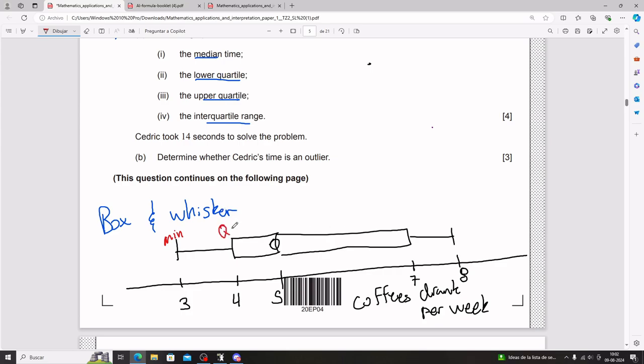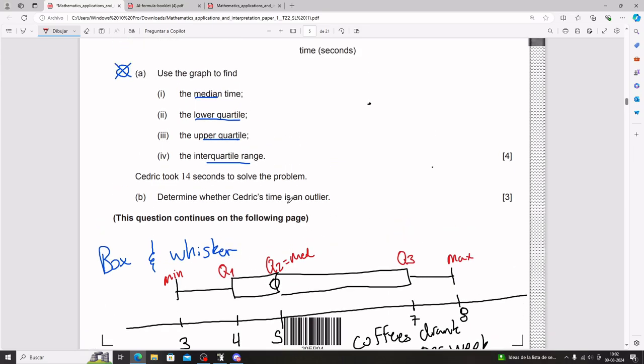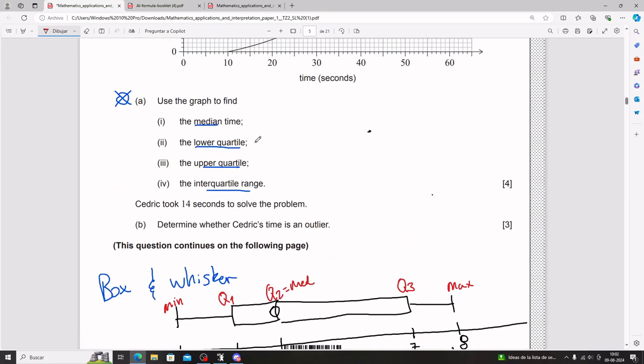Over here's Q1, which I'll explain in a second. Over here is Q2, which is the same as the median. Then this stick over here is going to be Q3, and over here is going to be the maximum. Now, what the heck are Q1, Q2, Q3? Well, Q1 is the lower quartile. The upper quartile is Q3, and the median, which is right down the middle, that's why it's Q2, let's remember it's for middle.